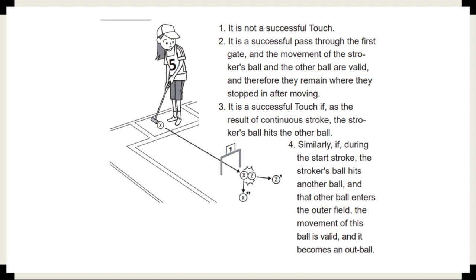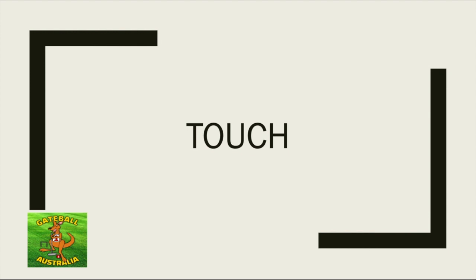So that if we accidentally touch another ball which we have already sparked, our ball becomes an out ball from the place where the second touch occurred, and the other ball is returned to the position it was before the touch occurred. It's as simple as that. And that is the total, all of Article 15, which is labeled touch.